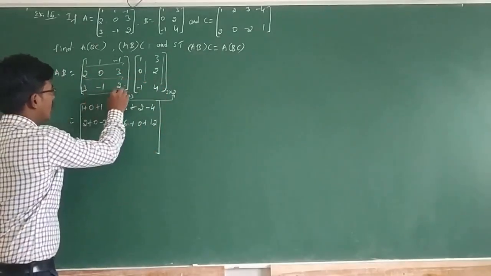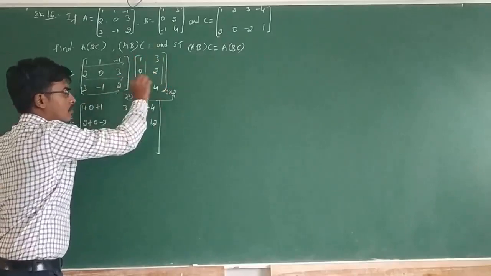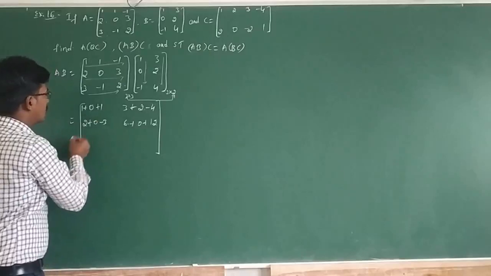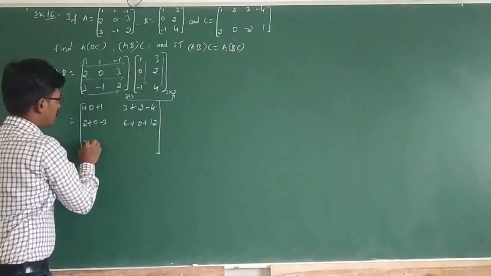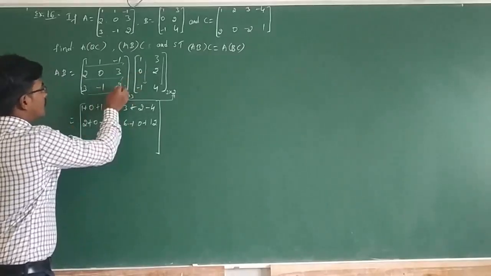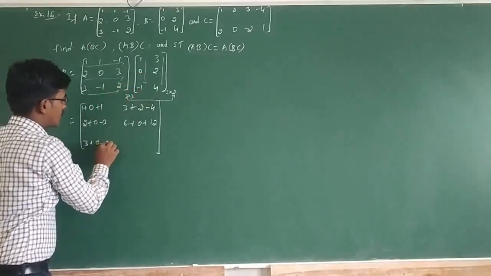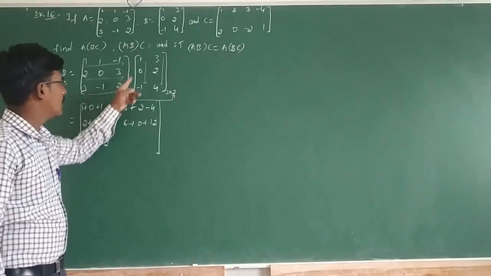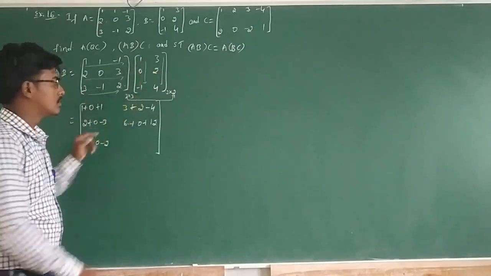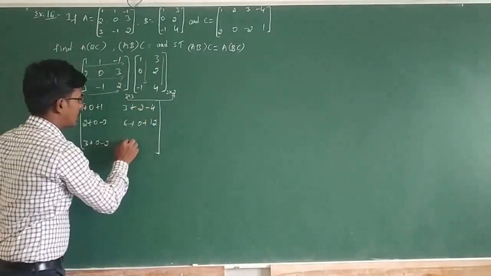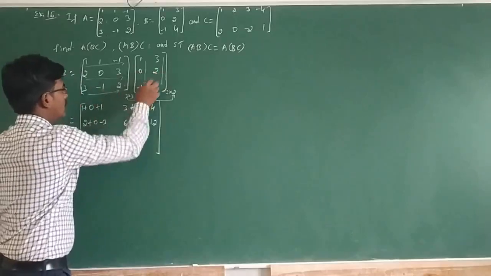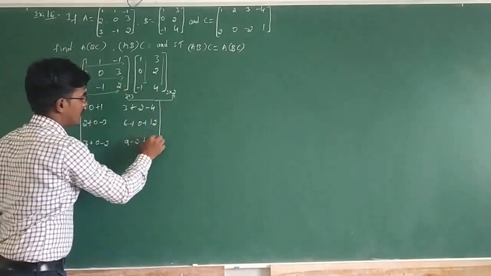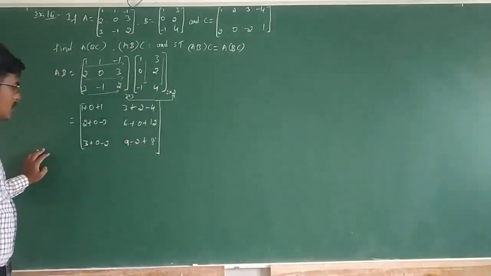Next, from the third row with each column of the next matrix, the same procedure: 3 into 1 is 3, minus 1 into 0 is 0, 2 into minus 1 is minus 2. First column completed. Next, same row with the second column, multiply: 3 into 3 is 9, minus 1 into 2 is minus 2, 2 into 4 is 8.